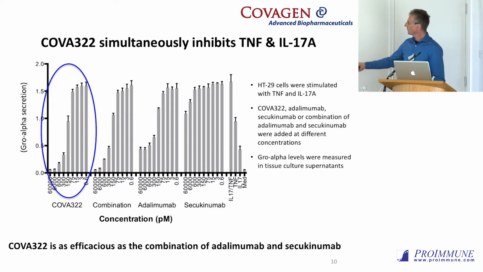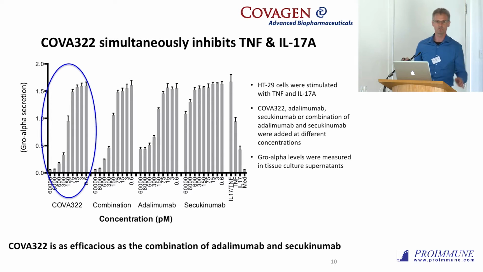Makes sense. If we go with adalimumab, we also get a dose-dependent decrease. Now it's stronger because the contribution of TNF is more. And if you now mix adalimumab and secukinumab, you get it down to 0. And the same is true with our compound. So that tells you two things. First of all, we can show that we can simultaneously neutralize TNF and IL-17, but it also shows you that with one molecule, we are as potent as a combination of two monoclonal antibodies. So that was just to show you that the molecule is doing what it is supposed to do.